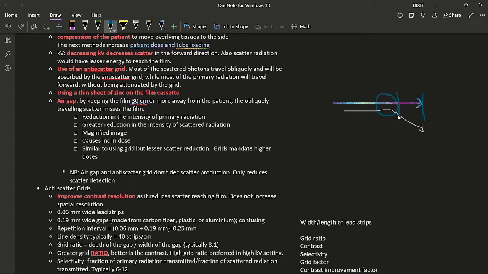In this case, the scatter radiation as well as the primary radiation get imprinted on the film. So in the air gap technique, there is a reduction in the intensity of primary radiation because of the increased distance. There is a greater reduction in the intensity of the scattered radiation.